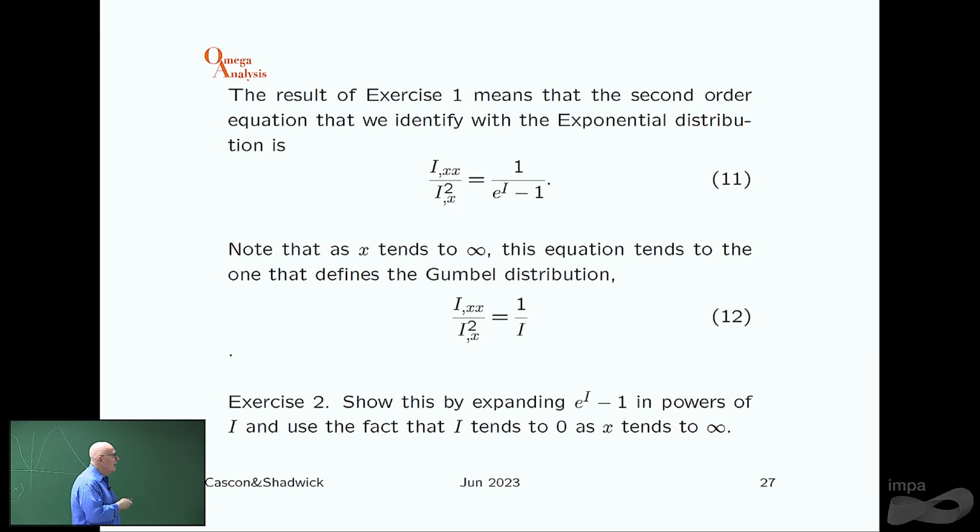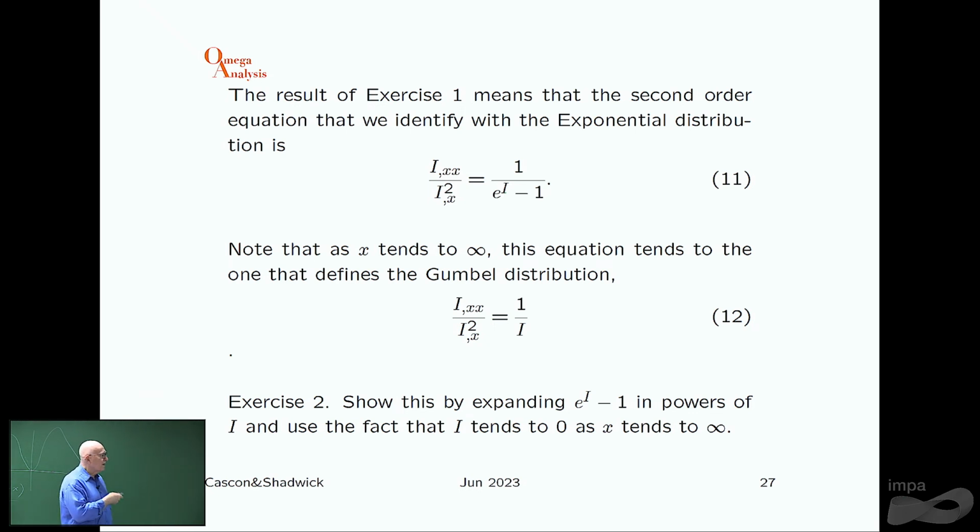So if we think about the differential equation for the exponential distribution, then here it is, because the right-hand side is H as a function of I: 1 over e to the I minus 1.